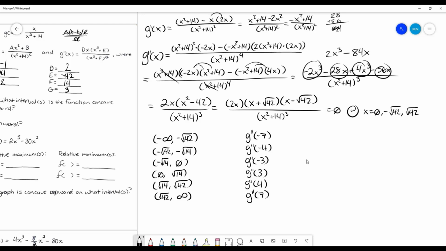So if I plug in a negative 7, well, let's look at it this way. That's going to be negative, so it's going to be negative. That's going to be 49 minus 42, so that's going to be positive, and that's always going to be positive. So a negative times a positive is negative, so it's less than 0. Concave down.